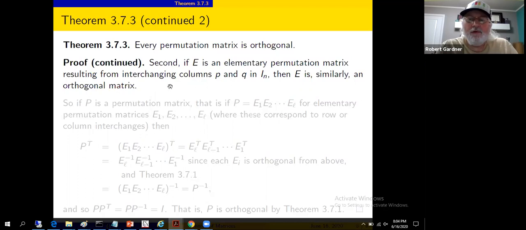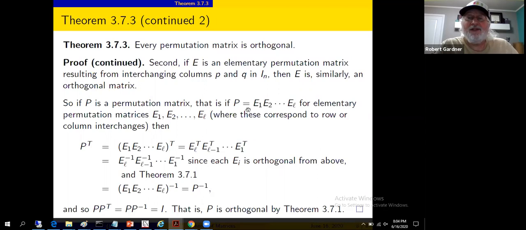If P is a permutation matrix, then it's a product of some sequence of elementary permutation matrices. So every permutation matrix is a product of elementary permutation matrices. This overlaps with some of that stuff we did with determinants, where we made a claim that every permutation in the symmetry group S sub n is a product of transpositions. These elementary permutation matrices are like transpositions. They transpose two rows or columns at a time. So anyhow, that permutation matrix can be written as some sequence of elementary permutation matrices.